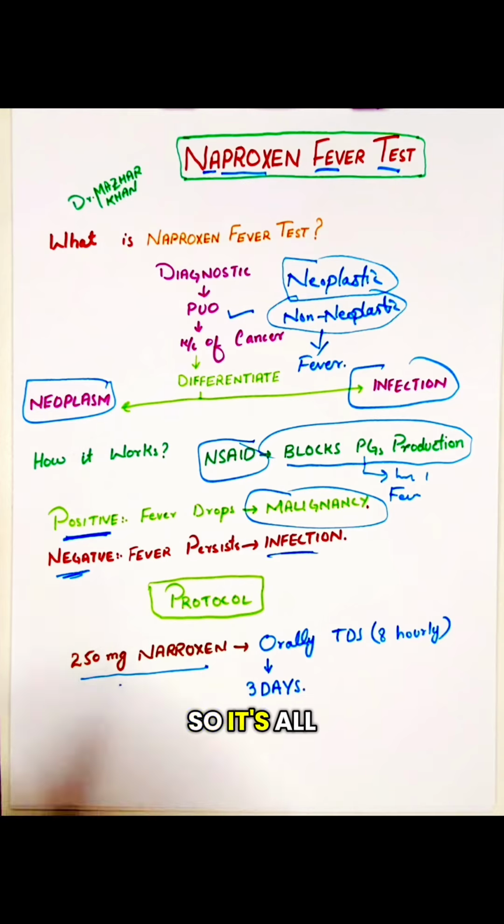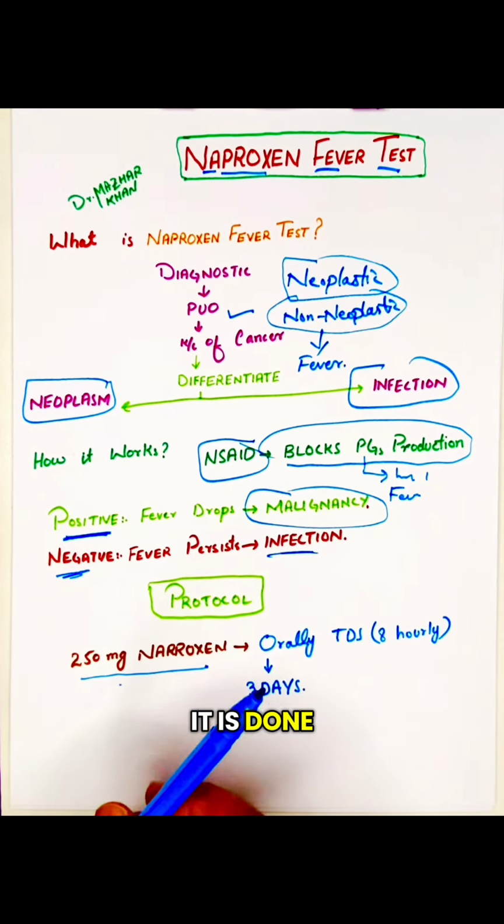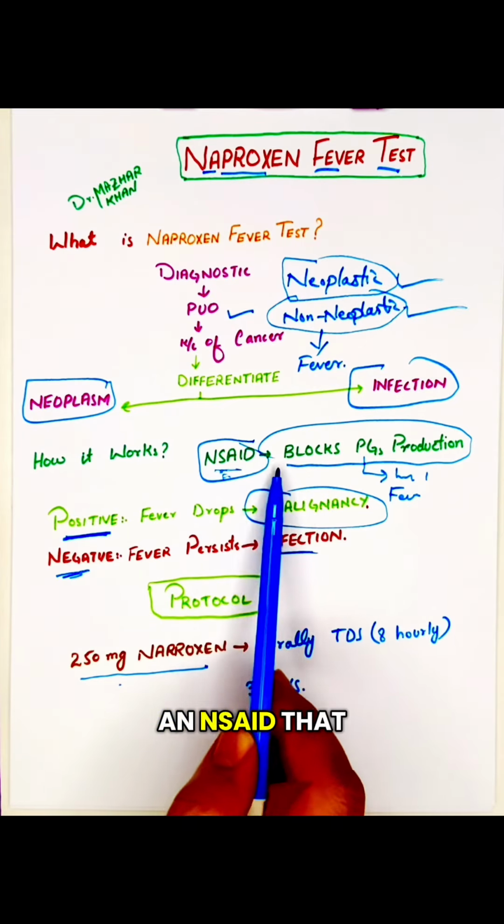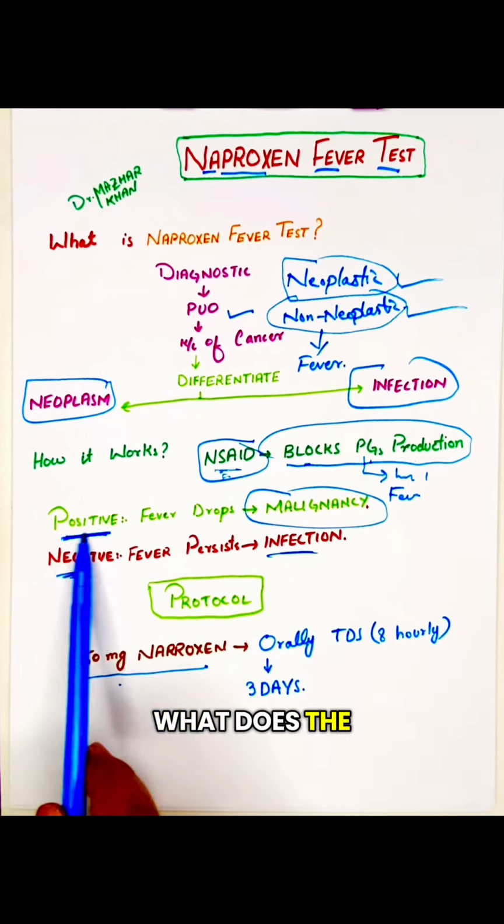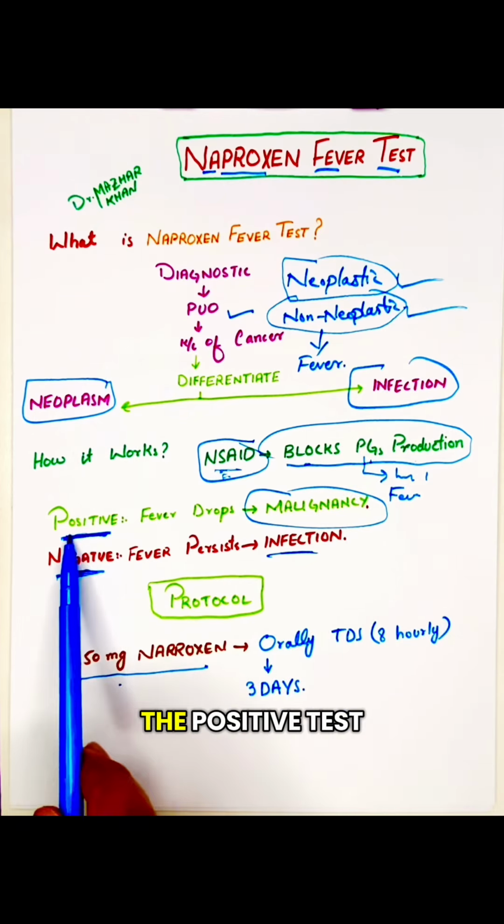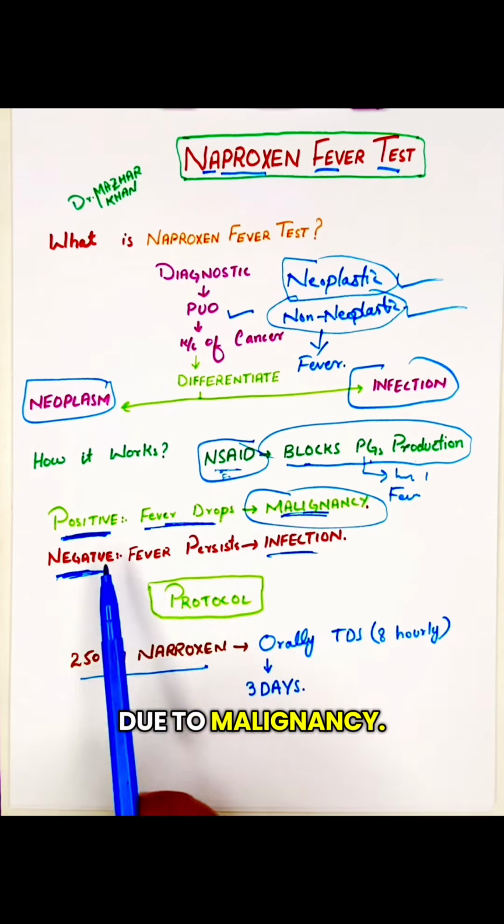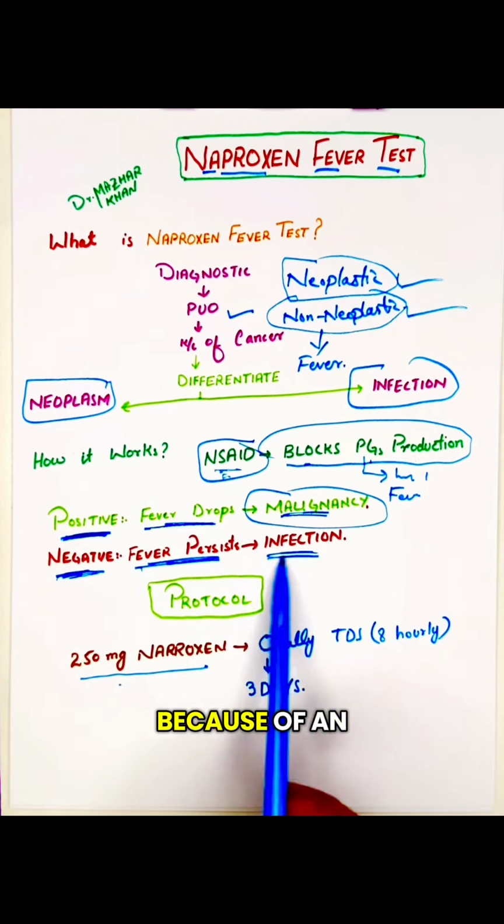So it's all about the naproxen fever test. It is done to differentiate between neoplastic and non-neoplastic fever. It works as an NSAID that blocks prostaglandin production. What does a positive test mean? What does a negative test mean? The positive test means that the fever drops, so the fever was most probably due to malignancy. If the fever persists, that is because of an infection.